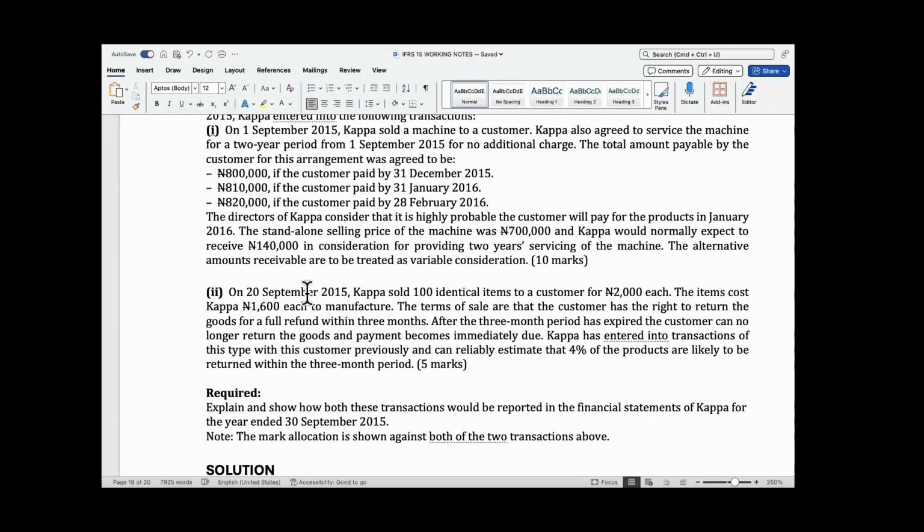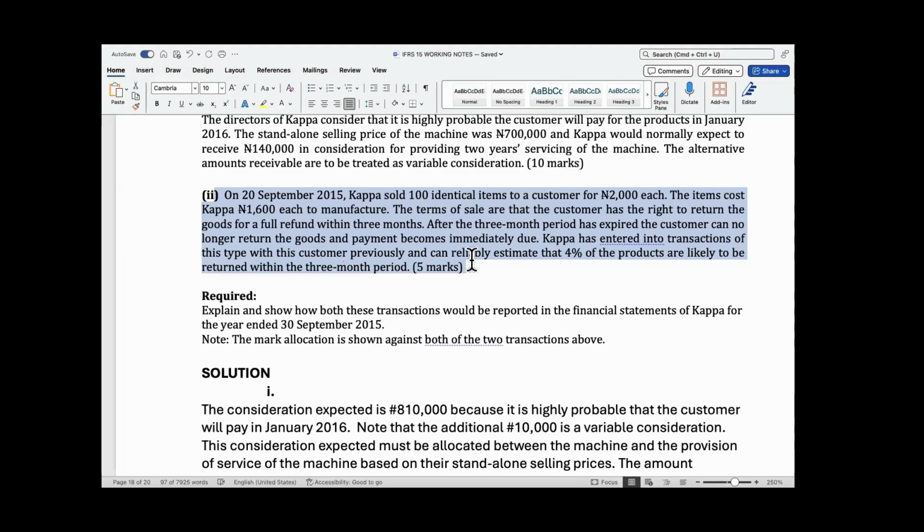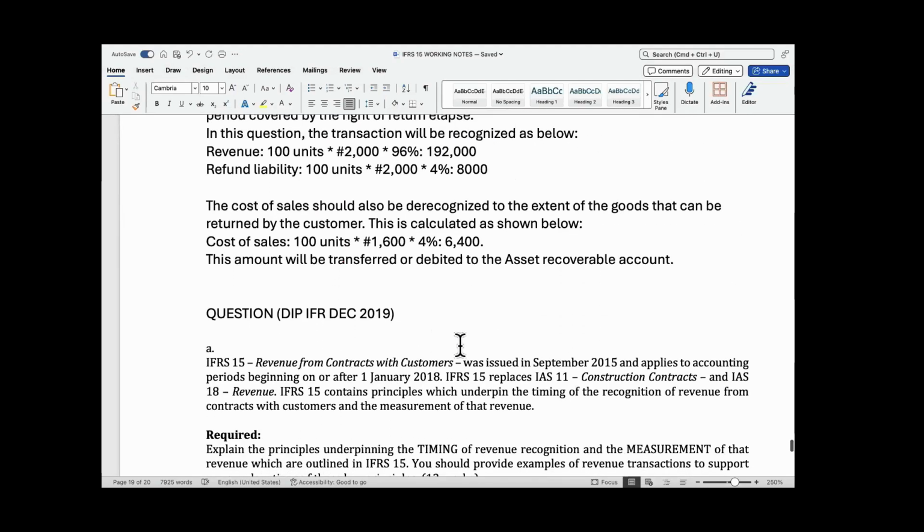They didn't tell us whether it returned or did not return. Since they didn't tell us that, you just stop there. So that's the solution to this particular question.